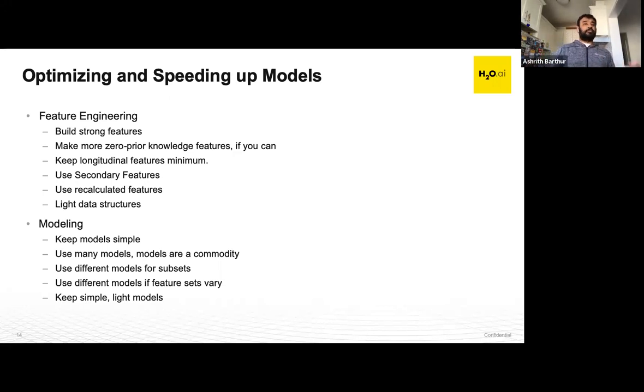Use different models for different subsets. If you have data sets that vary a lot, then use different models for these different subsets. Use different models for feature sets as well. If you have different feature sets, then you can use different models, but you can also keep the models not very deep, pretty light, and so on, and that is pretty useful for you.